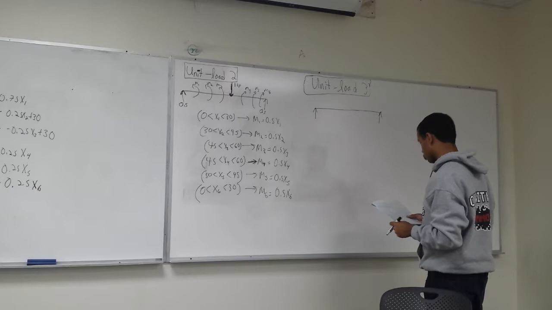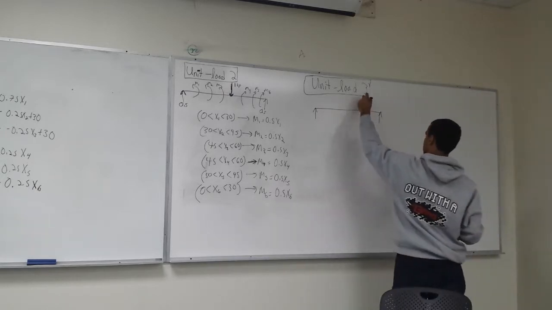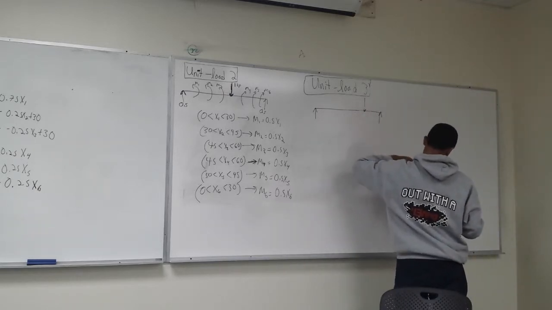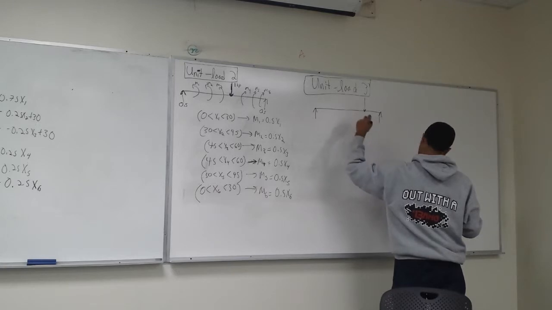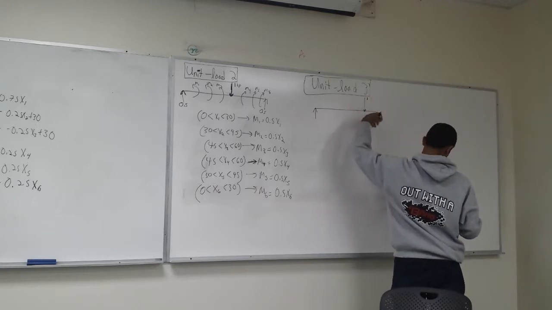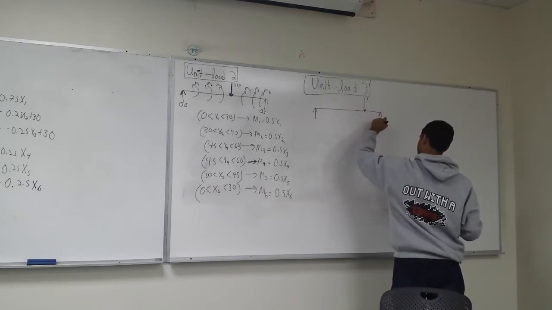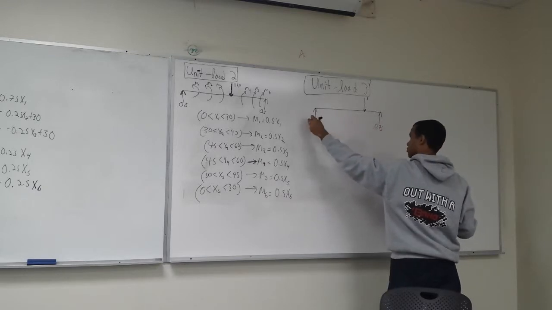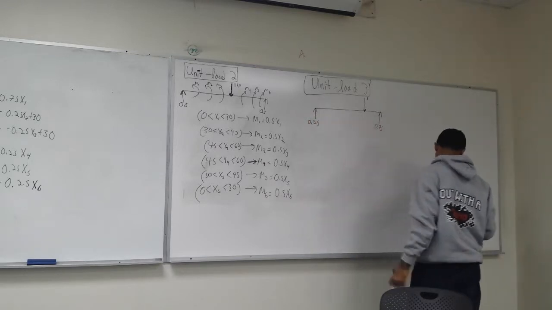So we put our imaginary one kip load at point D. And we do some statics and we get 0.75, 0.25. Okay?